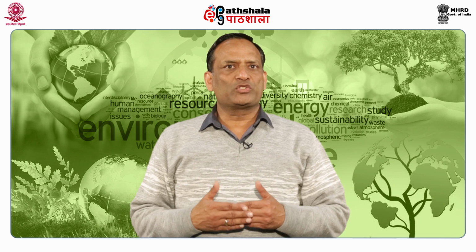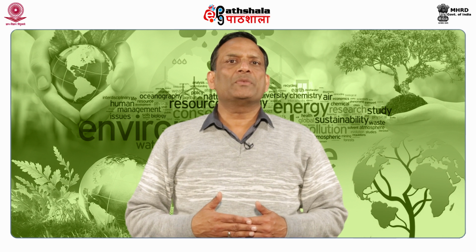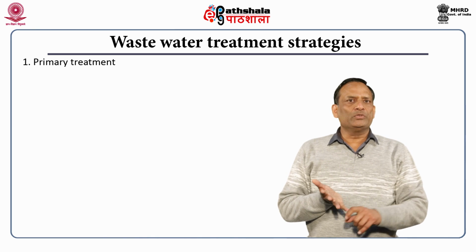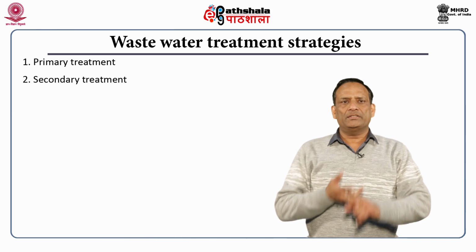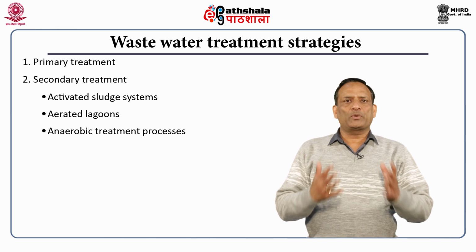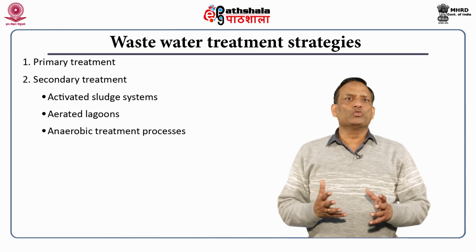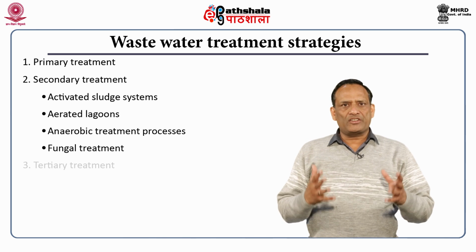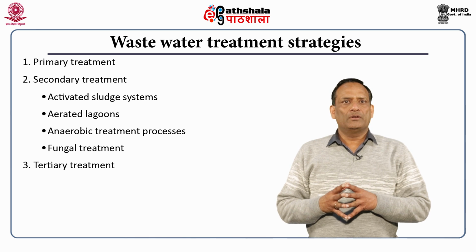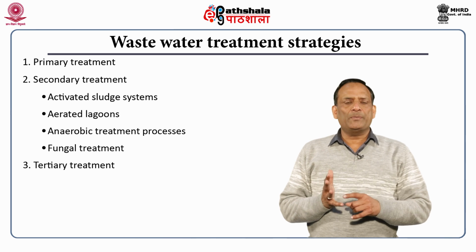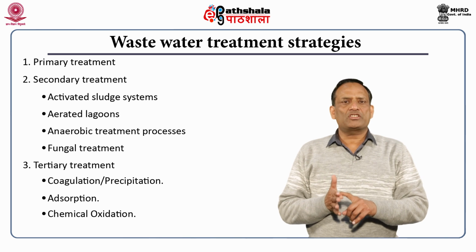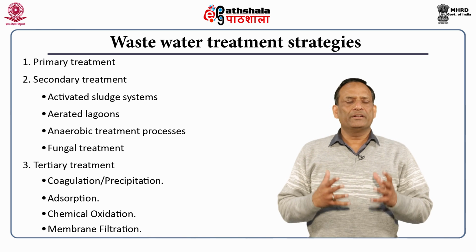There are a number of approaches that can be used for the treatment of wastewater of paper and pulp industries. Primary treatment can be used, secondary treatment can be used. In secondary treatment, we can use the activated sludge process, aerated lagoons, and even anaerobic treatment processes can be used. Some industries use fungal treatment also. Then tertiary treatment is also required for the treatment of pulp and paper mills wastewater, and in tertiary treatment, coagulation, precipitation, adsorption, chemical oxidation and membrane filtration are used.